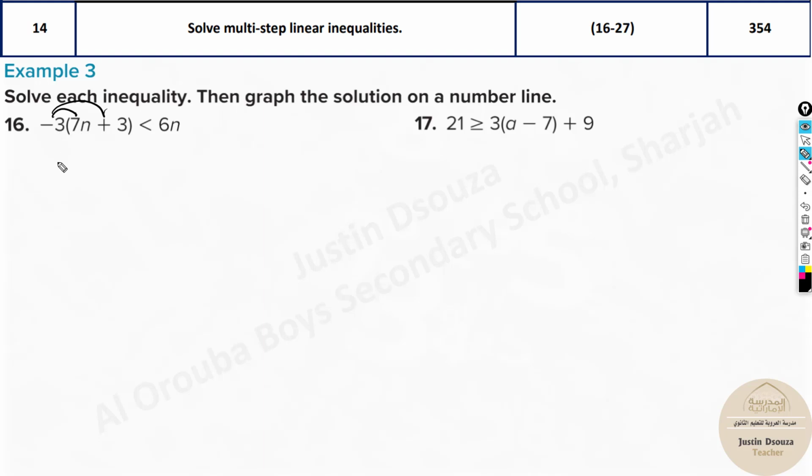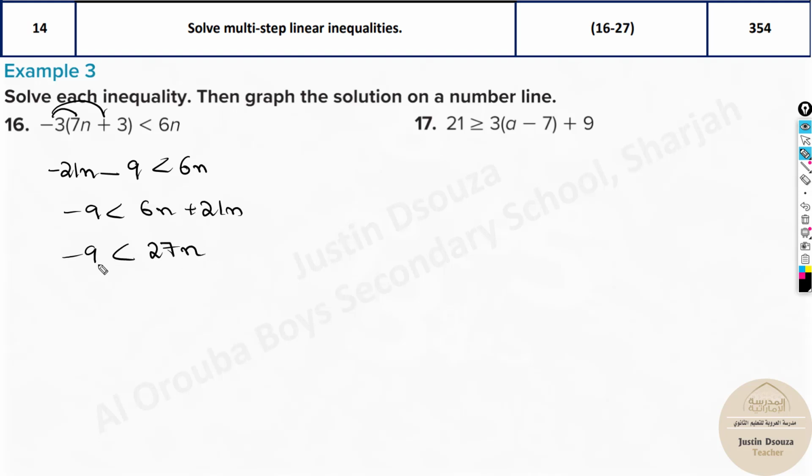-3 times 7 would be -21n, -3 times 3 is -9. Whenever there's minus and over here plus, both become minus. Less than 6n. Now take the smaller number to the other side. Here this is negative, so it doesn't matter which number this is, negative numbers are smaller than the positive numbers. Therefore, minus 21n goes to the other side. It'll be minus 9 less than 6n plus 21n. What happens? Minus 9 remains here. 6 plus 21 is 27n.